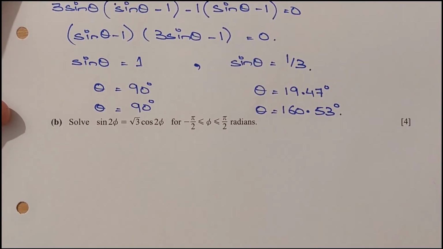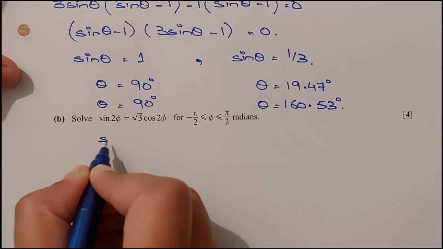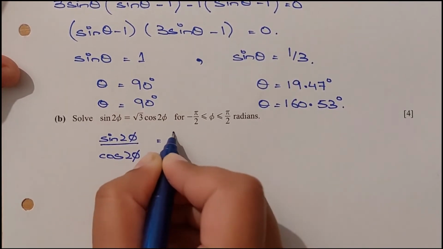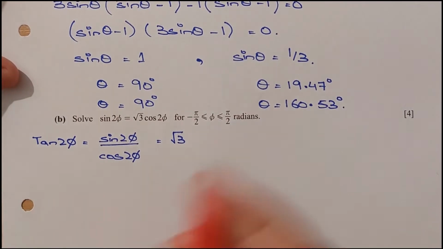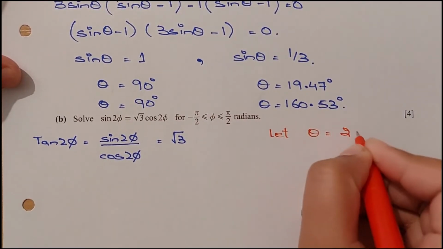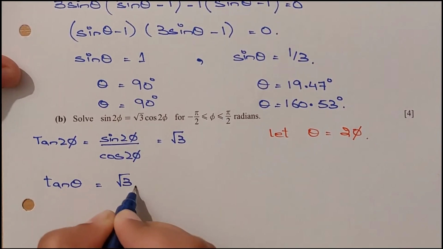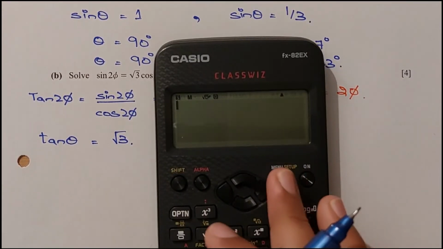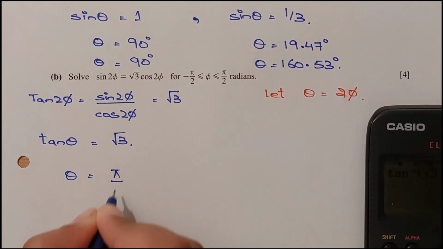Now for part B, solve this equation for phi between minus pi by 2 and plus pi by 2 radians. Okay, so if I shift this, sine 2 phi divided by cos 2 phi equals square root of 3, and sine by cos is tangent, so this is tan 2 phi. Okay, now let me suppose that theta equals 2 phi, right? So from here we have tan theta equals square root of 3 and theta equals tangent inverse of square root of 3, right? Let me simplify. This is in radians. Now let me convert my calculator into radians. Tangent inverse of square root of 3 is pi by 3. So theta equals pi by 3.